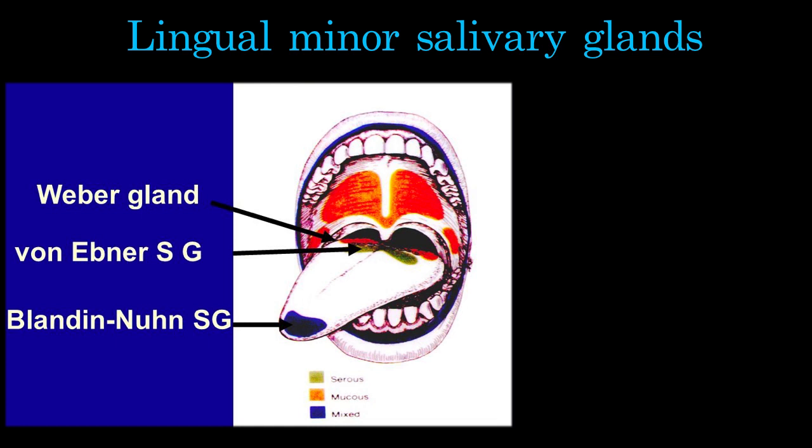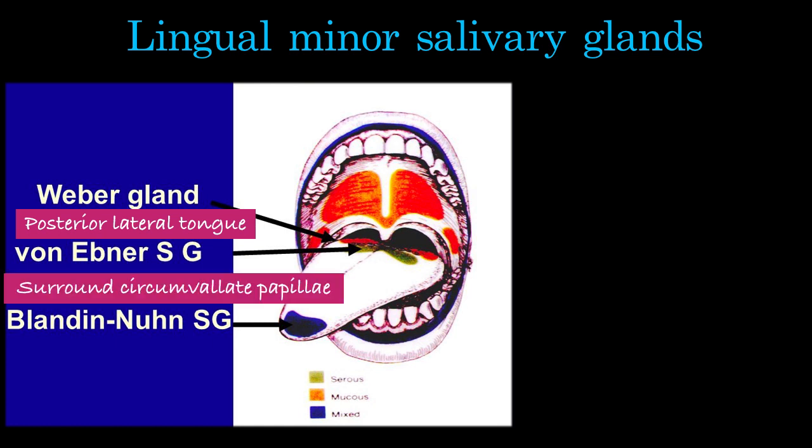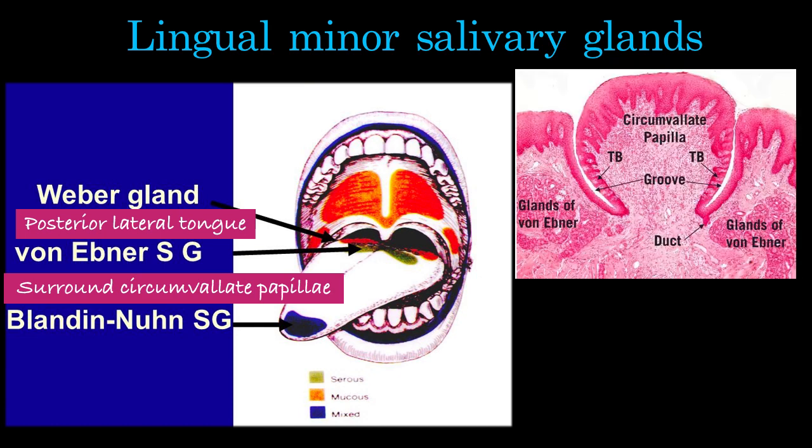Okay, for the minor salivary glands located in the tongue, we have three types of minor salivary glands. First of all, we have the Weber glands. The Weber glands are located in the posterior lateral tongue. And we have the von Ebner glands. The von Ebner glands are glands associated with the circumvallate papillae.